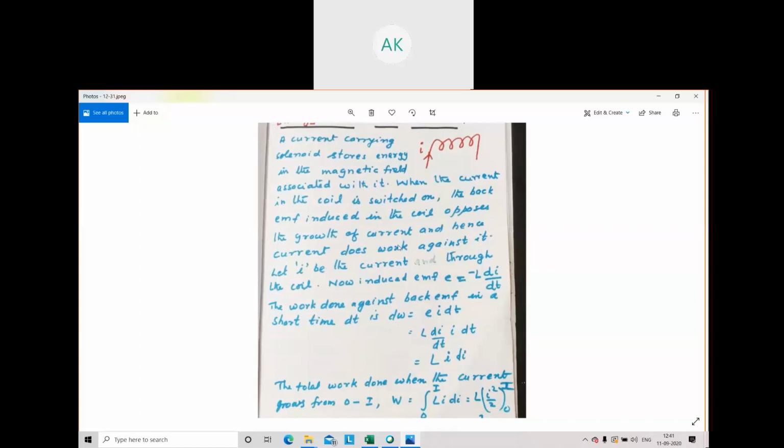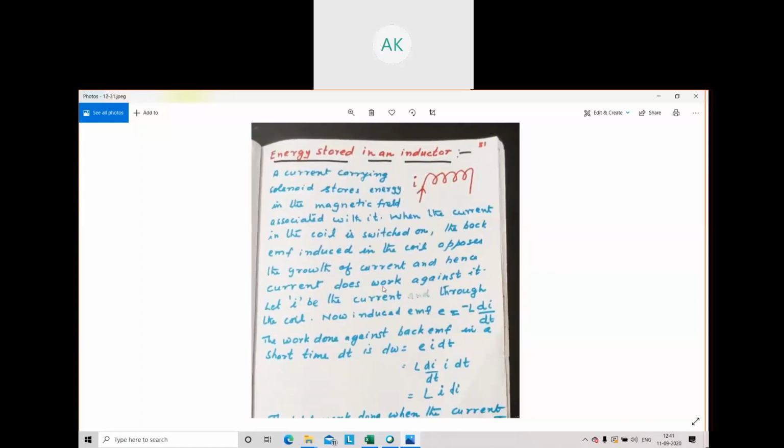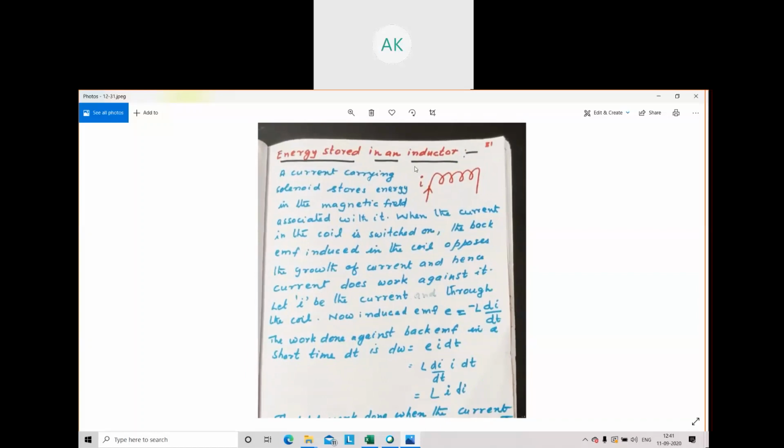What are we calculating? Energy stored in an inductor. When current I is sent through the inductor, what is the energy stored in it? L is the self-inductance of the coil. So we find the work done to send current through the coil. Why are we doing work to send the current? Because of the back EMF. When we begin to send current through the coil, a back EMF will be induced in the coil. Against that back EMF, the battery has to do work to send current through the coil. So work done against the back EMF in a small time dt is dw equals EI dt.